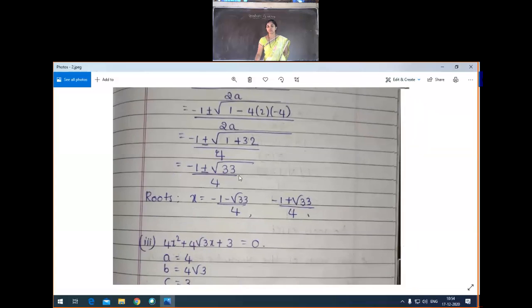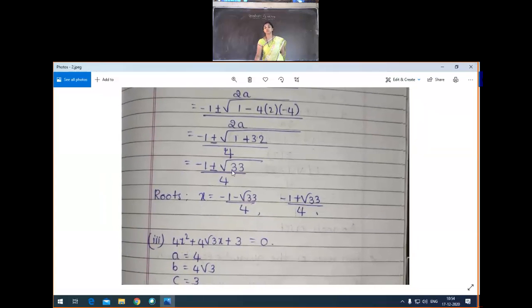You all observe that. So root 33, we cannot remove the root sign now. So roots are x is equal to minus 1 plus root 33 divided by 4, and another root is minus 1 minus root 33 divided by 4. This is the final answer, because further we cannot simplify, because inside the root symbol 33 is there. So this is the end of the problem.